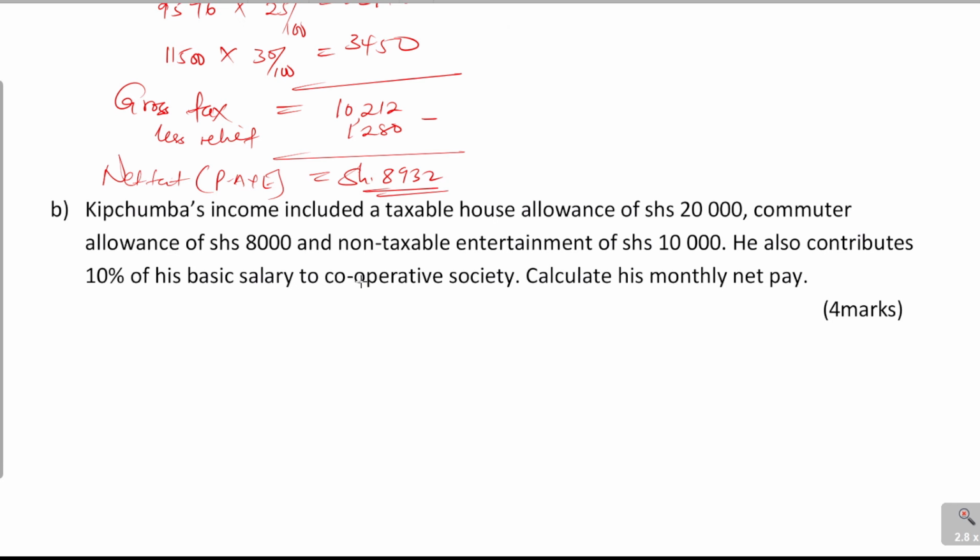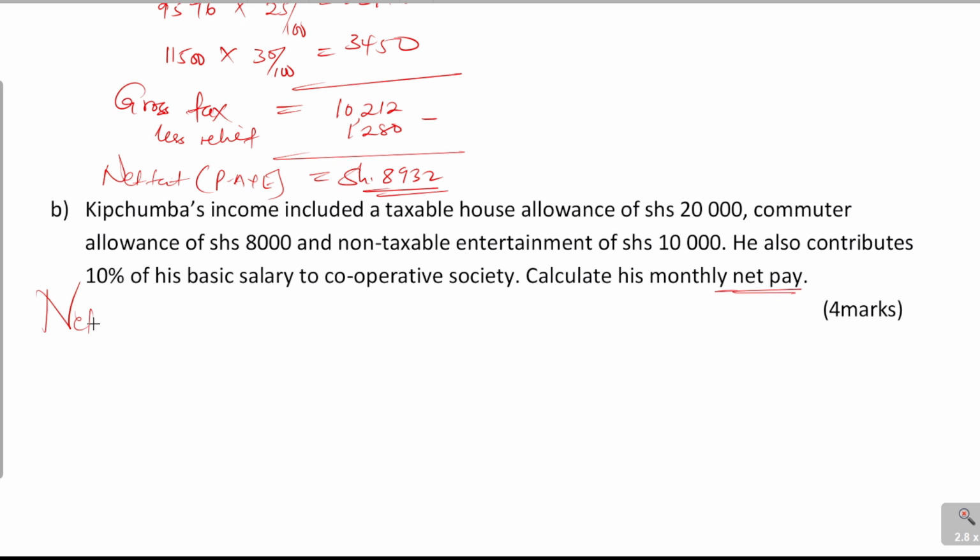We go to the last part, part B. Kipchumba's income included a taxable house allowance of 20,000 shillings, commuter allowance of 8,000, and non-taxable entertainment of 10,000. He also contributes 10% of his basic salary to cooperative society. Calculate his monthly net pay.